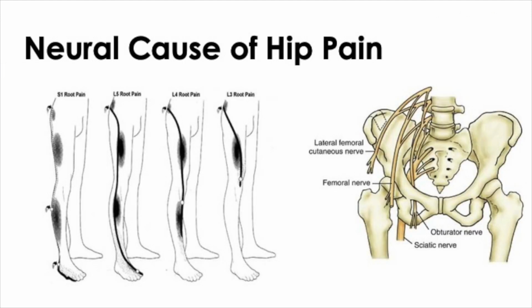Neurological causes of hip pain depend on which nerve or nerve root is being affected. The schematic demonstrates where the patient will tend to localise nerve root pain from L3 through to S1. Neural impingement can also occur at the level of the peripheral nerve, be that the lateral femoral cutaneous nerve in neuralgia parasitica, or the femoral nerve, sciatic nerve, or obturator nerve.